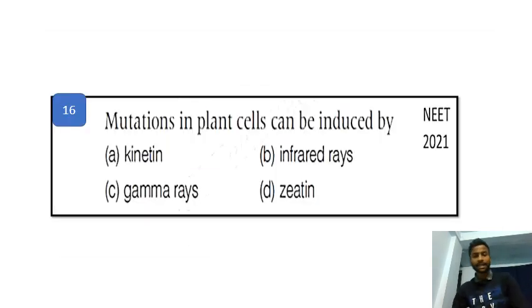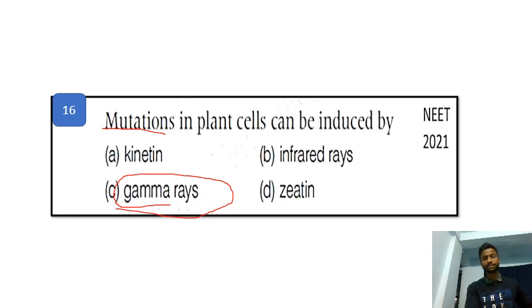Mutation in a plant cell can be induced by kinetin, infrared, gamma rays and zeatin. This is mutational breeding, known as induced mutational breeding. In mutational breeding you use radiation, namely gamma rays.